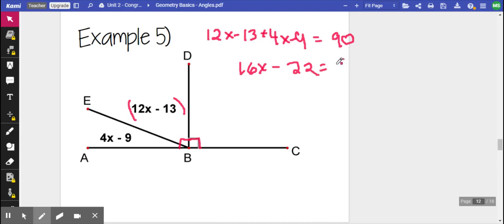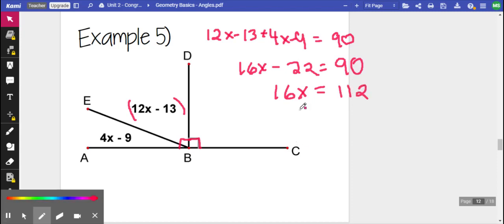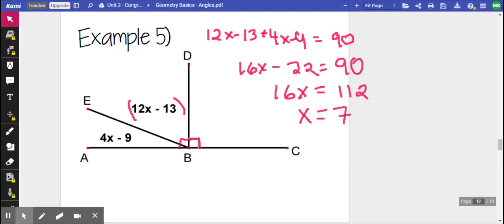And that is still equal to 90 degrees. Now we can add 22 to both sides, and we get 16x is being set equal to 112, meaning that if we divided both sides by 16, we would get an answer of 7 being equal to x. That's an example of a complementary angles problem.